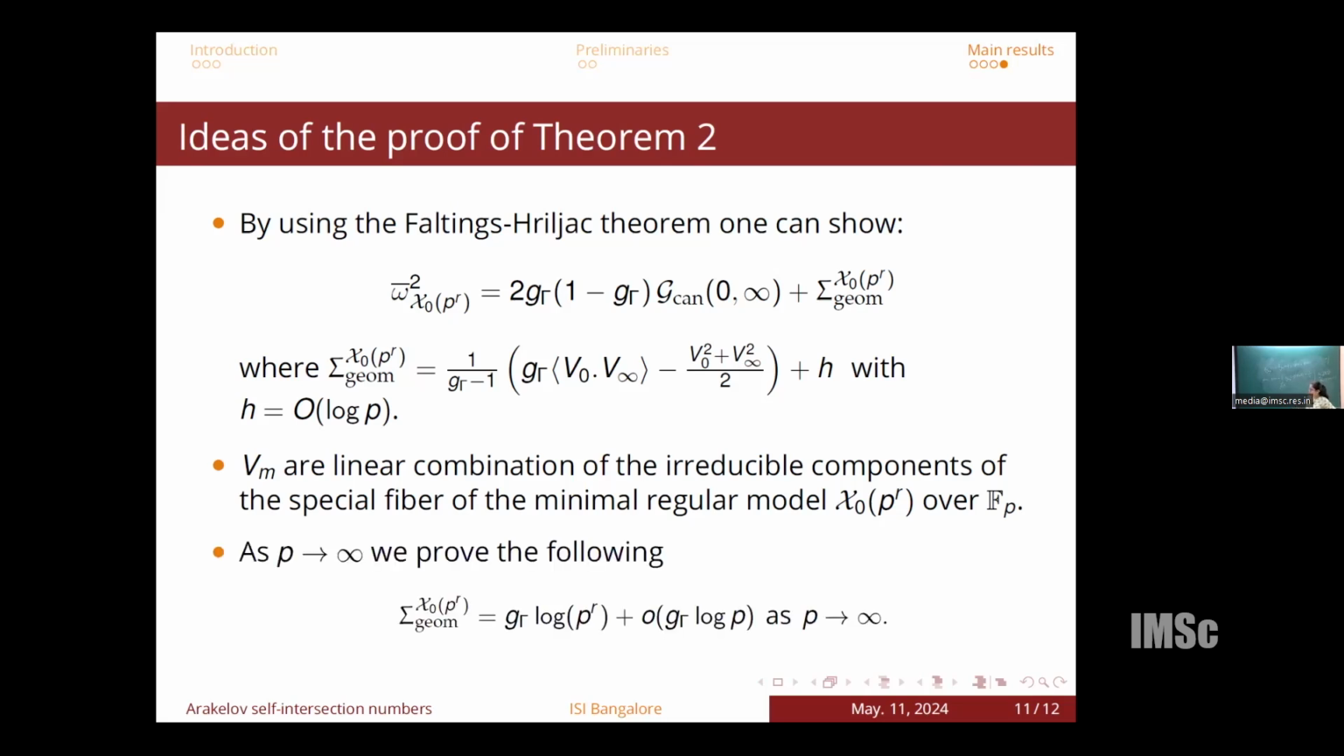And finally, as p goes to infinity, this part is equal to g log p power r plus little g log p as p goes to infinity. So like my theorem 1 says this part is 2g log n plus little g log n, and my geometric part is 1 g log n. So together we get the asymptotic formula for the Arakelov self-intersection number of the dualizing sheaf, which is 3g log n plus little g log n as n goes to infinity.